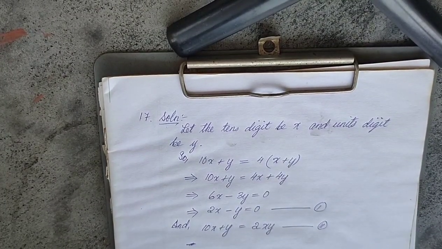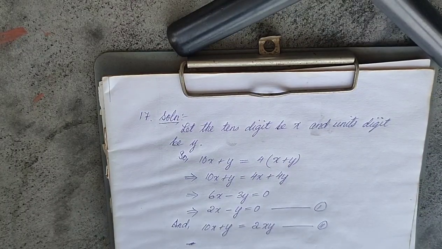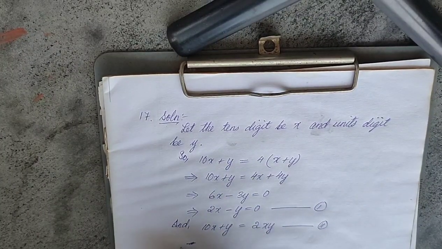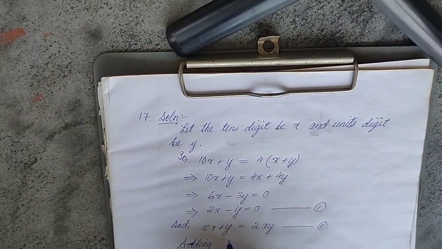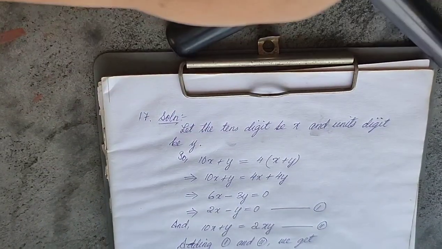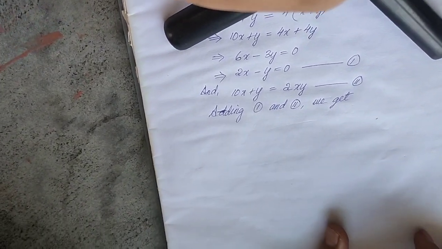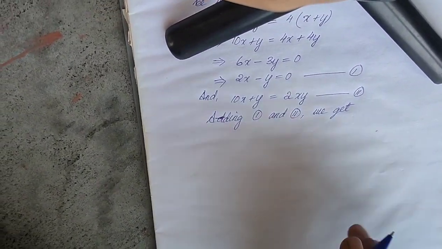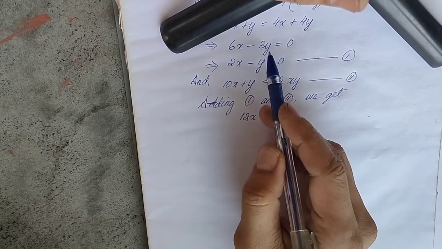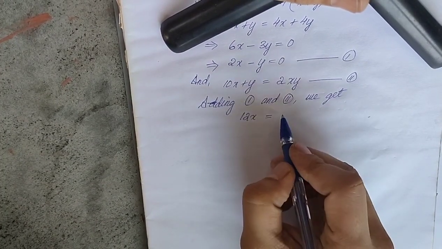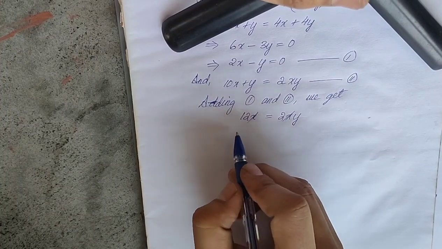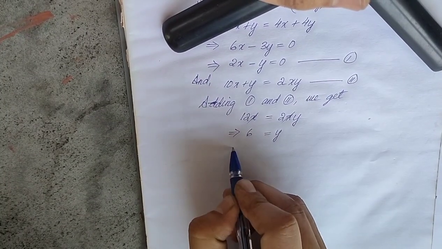Now adding equations 1 and 2, we get 2x minus y plus y, the y terms cancel, equals 12x. Dividing by 2, we get y equals 6.